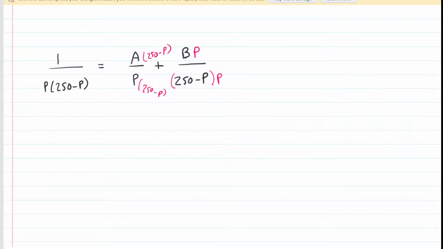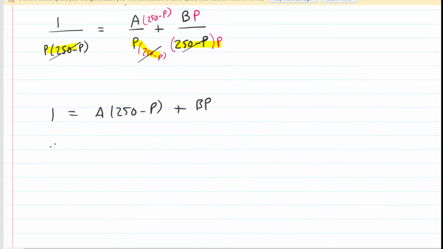Now, when doing that, you'll now notice that all of the denominators are common. They're all p times 250 minus p. So basically what that means is you can cancel out those denominators. And now all you have left in your equation is the numerators. So that's where we are, and we're going to be solving for the values of a and b.